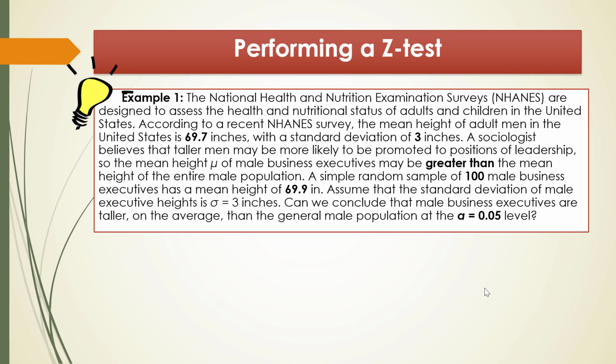A simple random sample of 100 male business executives has a mean height of 69.9 inches. Assume that the standard deviation of the male executive height is sigma equal to 3 inches. Can we conclude that male business executives are taller on average than the general male population at the alpha 0.05 level?